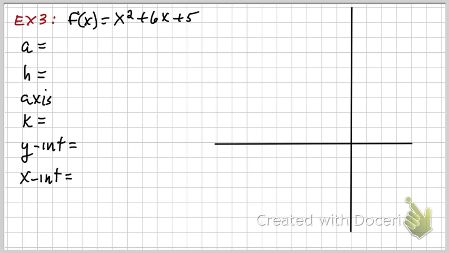This is in the form ax squared plus bx plus c. So, got a, b, c. There's technically a little 1 sitting out there. So what's a? Well, it's 1. That tells me it's positive, it's going to open up.